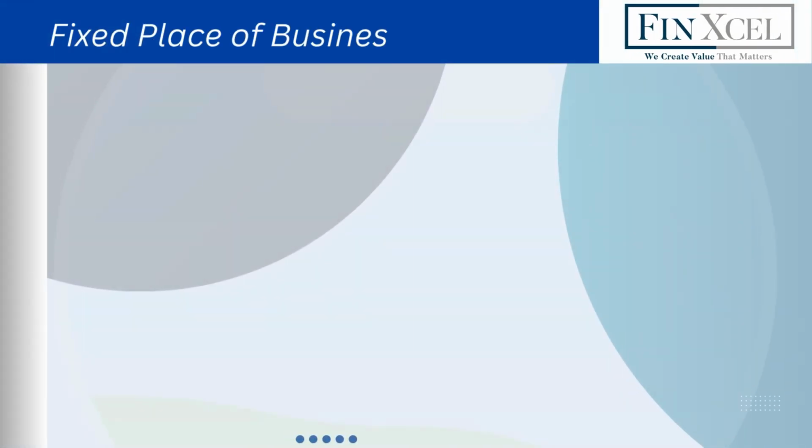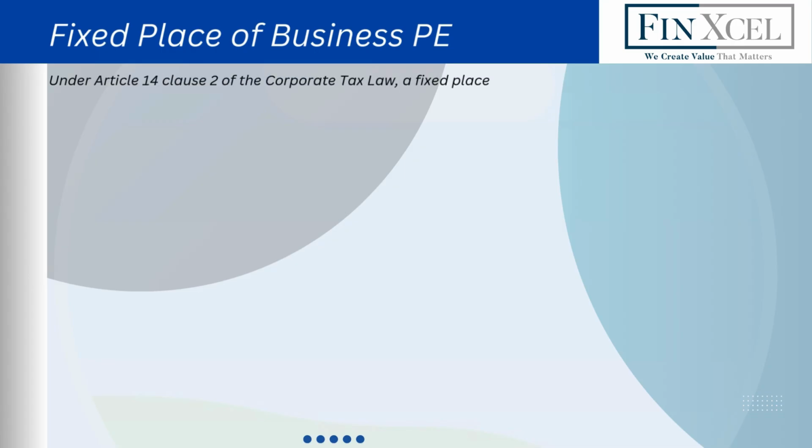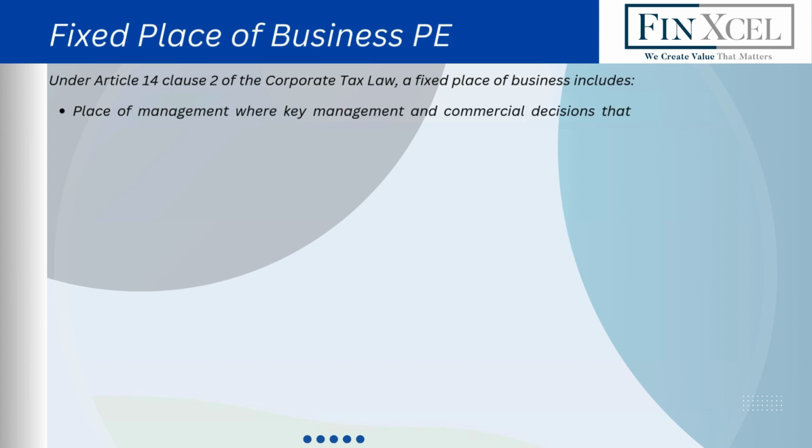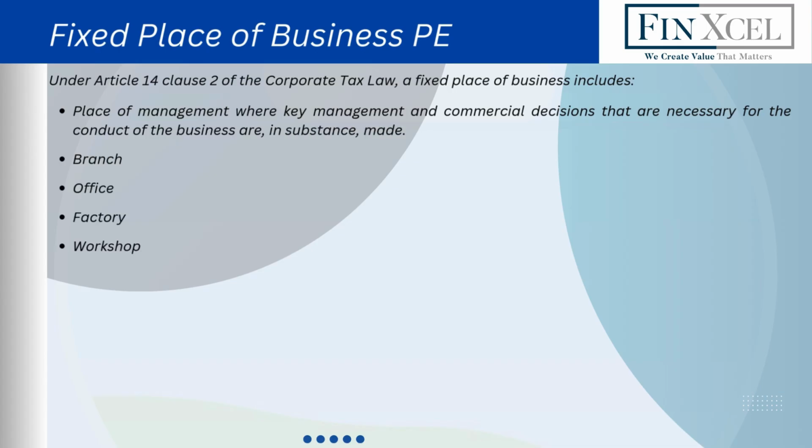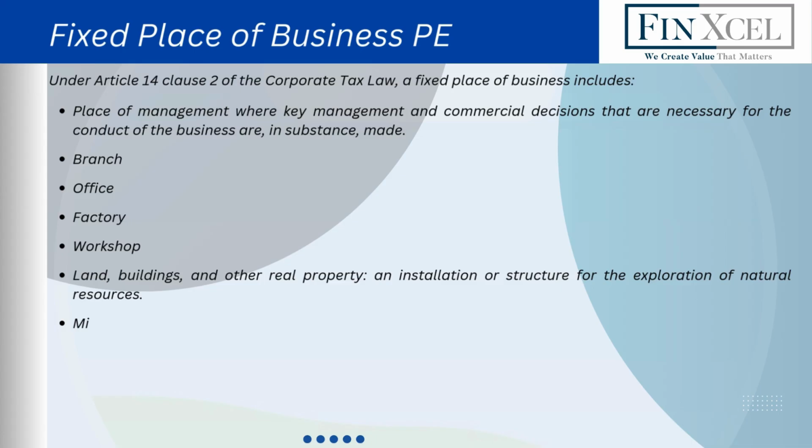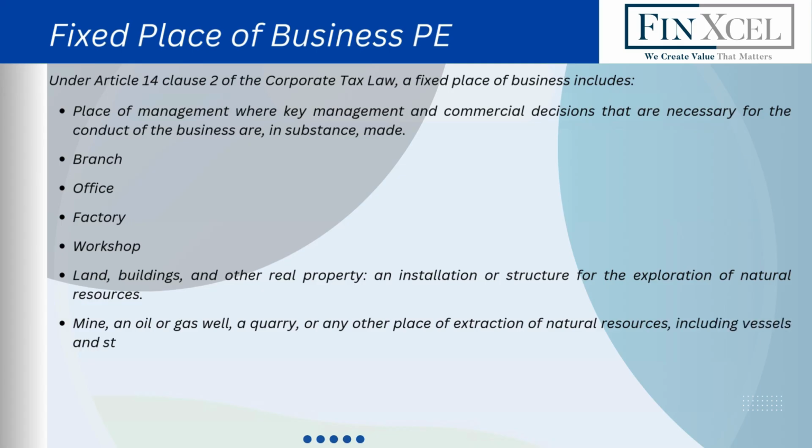Fixed place of business PE. Under Article 14 Clause 2 of the Corporate Tax Law, a fixed place of business includes a place of management where key management and commercial decisions that are necessary for the conduct of the business are, in substance, made; a branch, office, factory, workshop, land, buildings, and other real property; an installation or structure for the exploration of natural resources; a mine, an oil or gas well, a quarry, or any other place of extraction of natural resources, including vessels and structures used for the extraction of such resources.